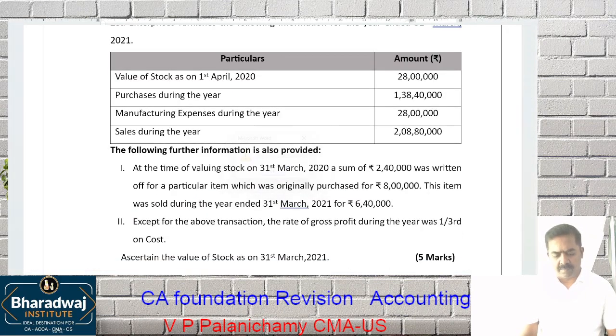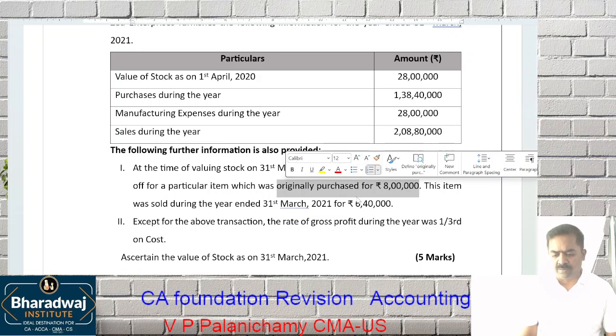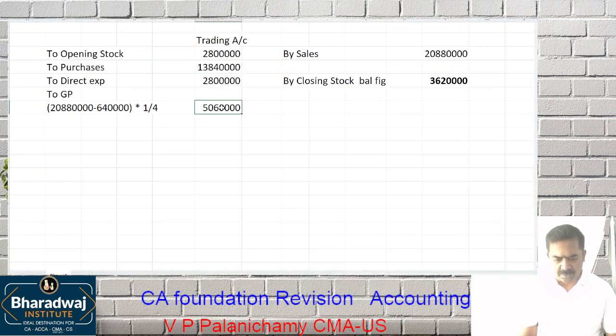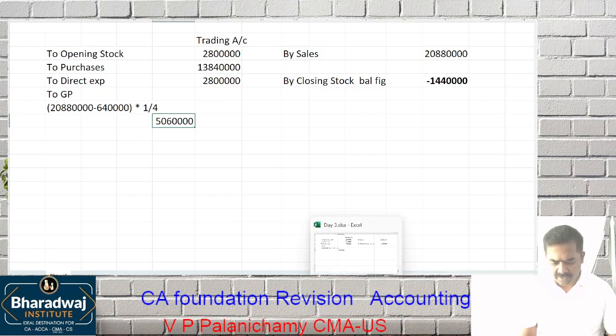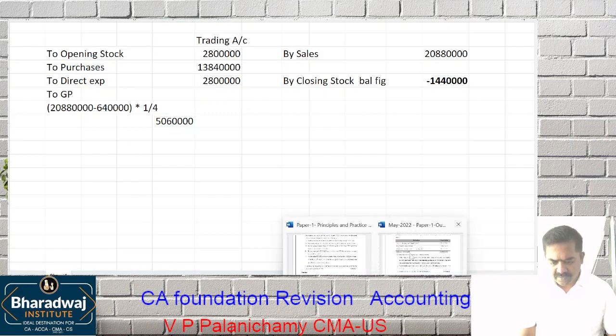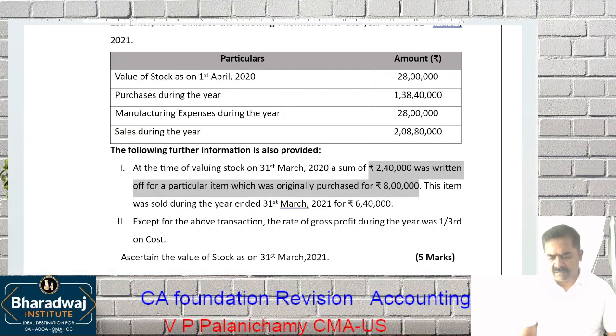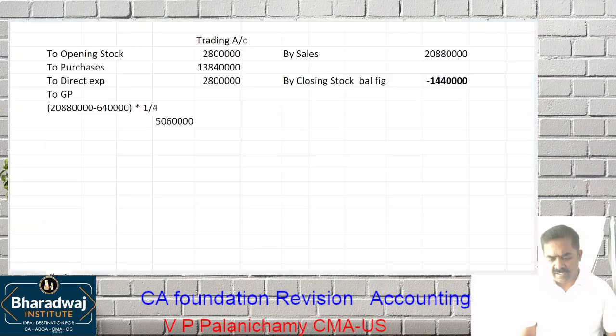Pay attention. What is the value of the stock? How much was written off? 2,40,000, which was originally purchased for 8 lakhs. Now, the value எவ்வளோ? Gross profit adjust பண்ணணும். Sorry. This is 50 lakh 60,000. Pay attention. It is not over. What is the value of the stock? 8 lakhs minus 2 lakh 40. What was the cost of the stock?